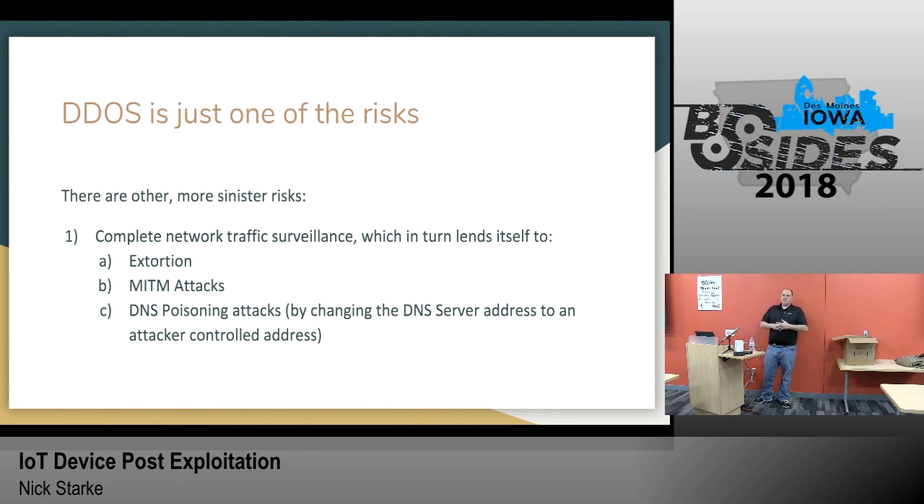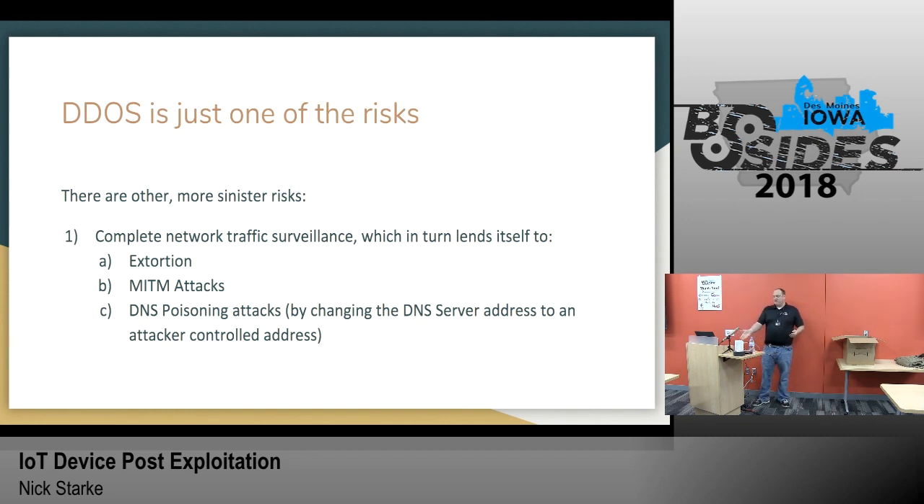So the big one for me is complete network traffic surveillance. If you can get onto someone's home router and you know what to do with it, you can monitor all their internet traffic, right? All the traffic goes through the router to get to the rest of the world. And if they have anything interesting going on on the LAN, you'll be able to see that too, because you're between those as well. So that lends itself to things like extortion, man-in-the-middle attacks, DNS poisoning attacks.